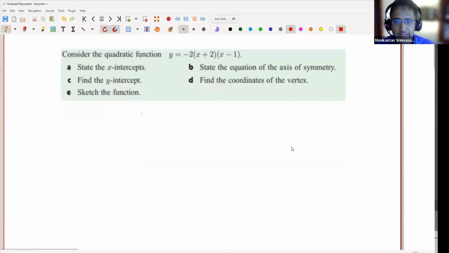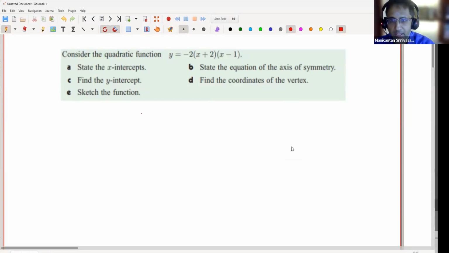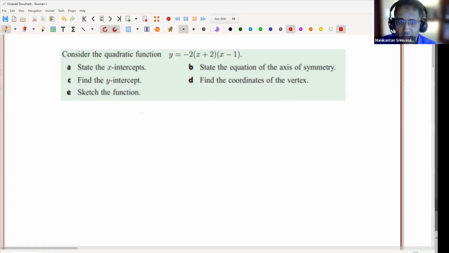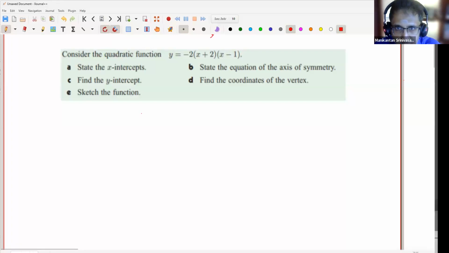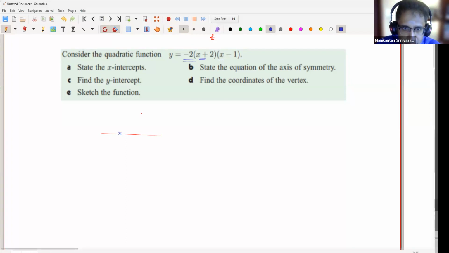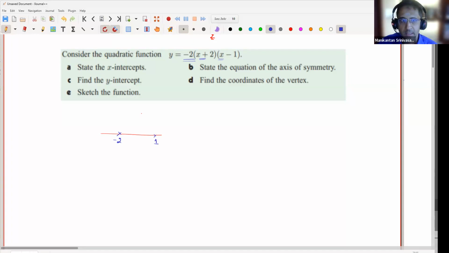Okay, state the x-intercepts, find the y-intercept, equation of axis of symmetry, coordinates of the vertex, sketch the function. Okay, so this covers the full gamut of this quadratic function, right? So let's do step by step. So what does x-intercept mean? X-intercept means where it cuts the x-axis, right? So where does this function cut the x-axis? So first of all, it's going to be a negative downward going parabola. And it cuts the x-axis when x equal to -2 or x equal to 1. So these are the 2 points, x equal to -2 and x equal to 1. That's when it's cutting the x-axis.